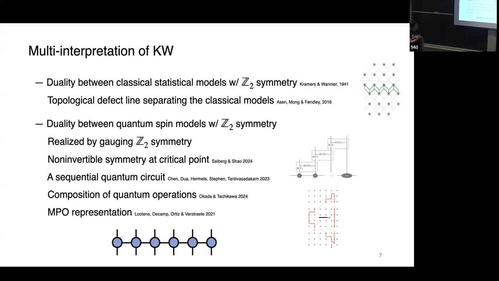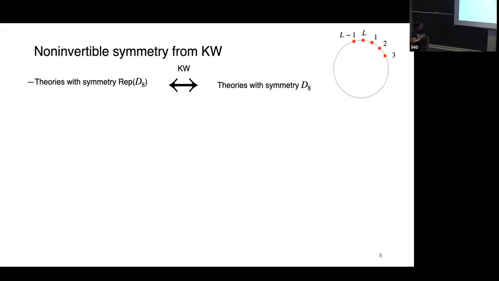And lastly, it can be realized in MPO representations. And there may be other interpretations. And this is some kind of modern understanding of these Kramers-Wannier dualities. And next, I will introduce the second example of non-invertible symmetries that also comes from the Kramers-Wannier dualities.